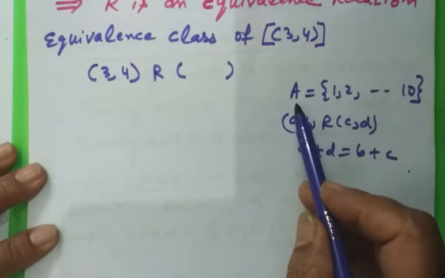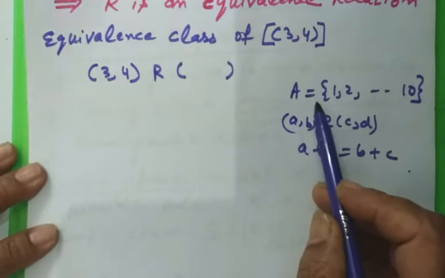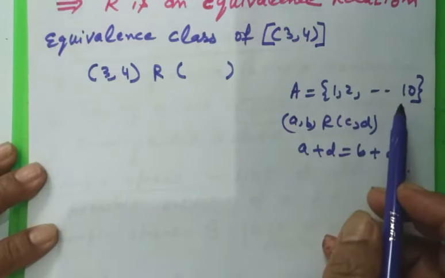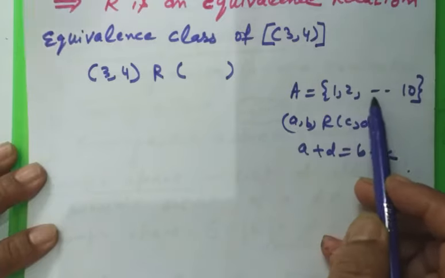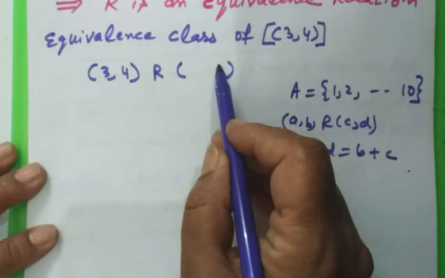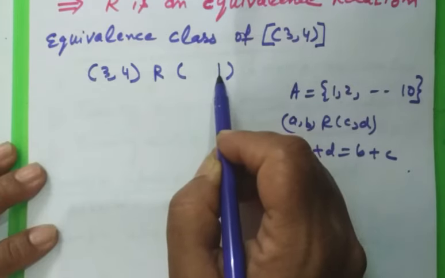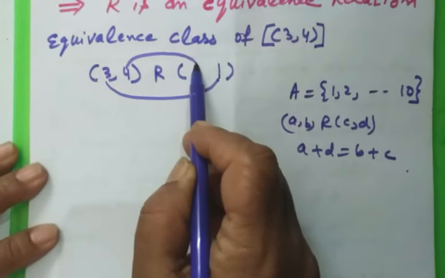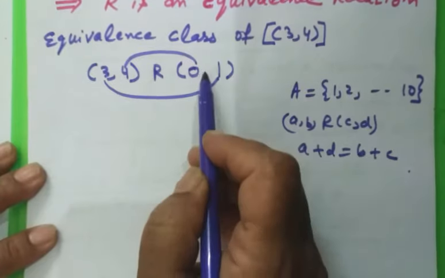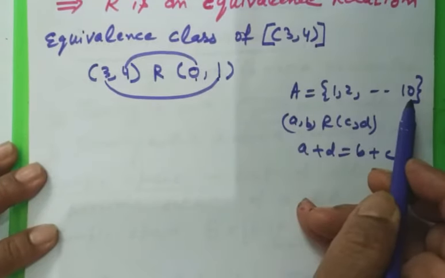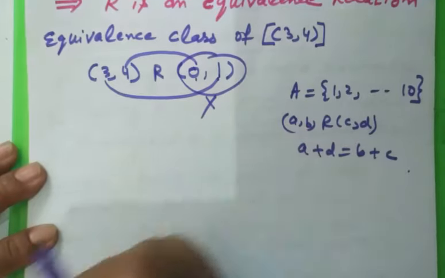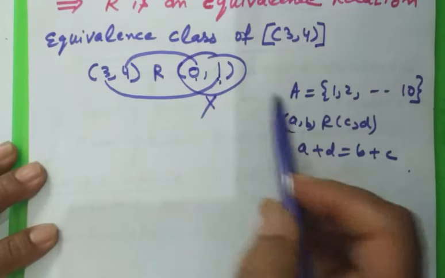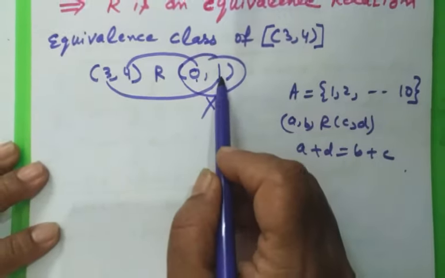Now I go to the base set A. Base set is A cross A, where A is 1 to 10. So any element in any ordered pair can be only from 1 to 10. So let me try by writing the first element 1 here. If I write 1 here, that means the sum of 3 and 1, which is 4, should be the sum of 4 and this element. That means this should be 0, but 0 does not belong to the set A, and therefore this 0, 1 is not possible. That means I cannot write 1 at this place.